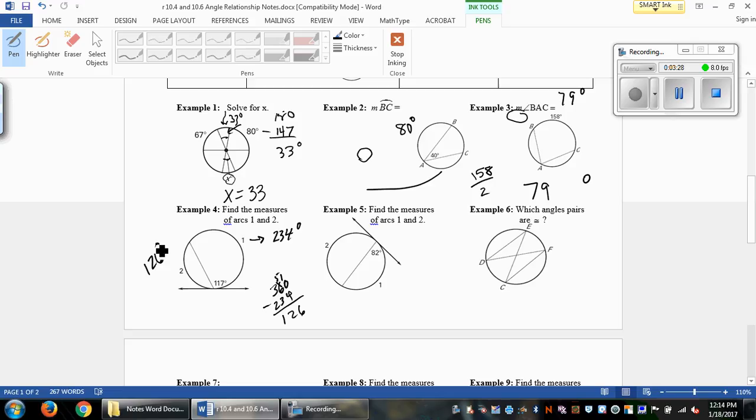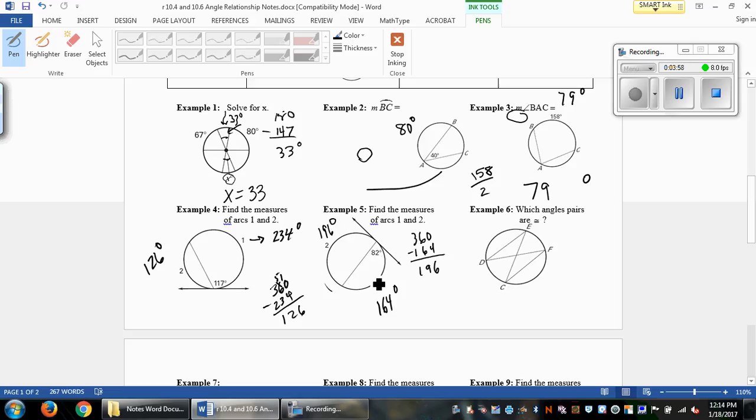Okay, example 5 is going to be the same type of thing. We've got our interior angle here going through the circle. So that would make 1 twice that number, which is 164. And then if we subtract from 360, we will end up with our measure of angle 2, since they make up the whole circle.